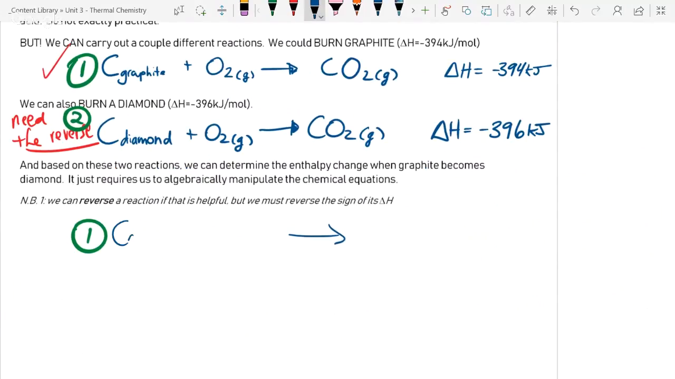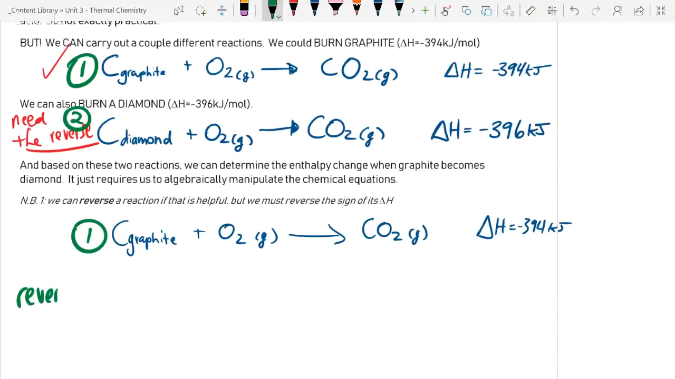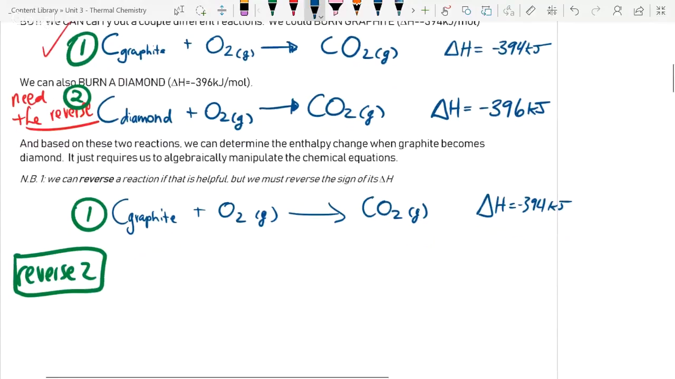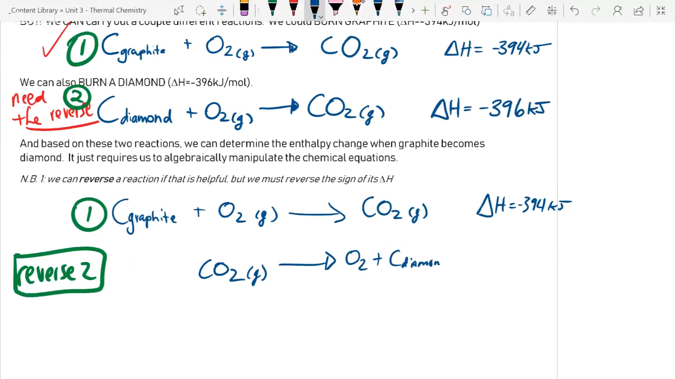So I'm going to say that graphite plus O2 yields CO2. And I'm going to say the delta H is negative 394 kilojoules. And then in the reverse of 2, what am I going to say? CO2? Oh, so I'm just going to write it here, right? CO2 yields O2 plus diamond. And I should have mentioned that that was a gas. And the delta H would be now, very good, 396 kilojoules.